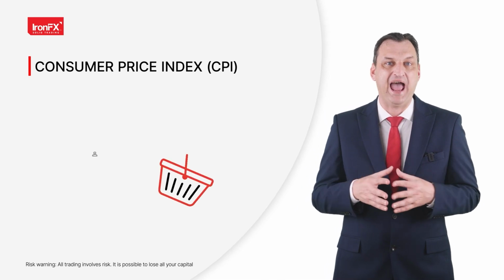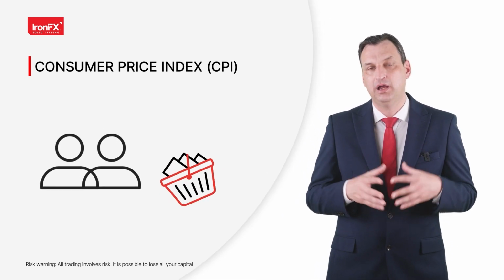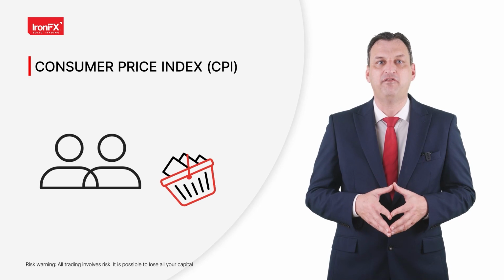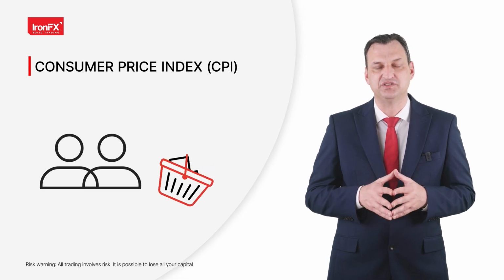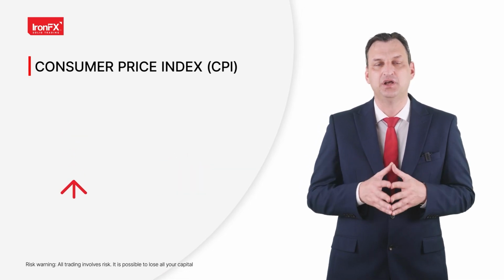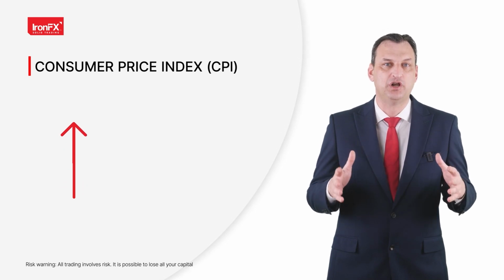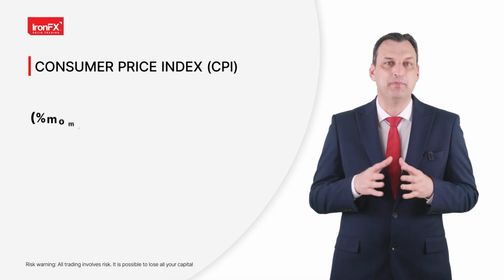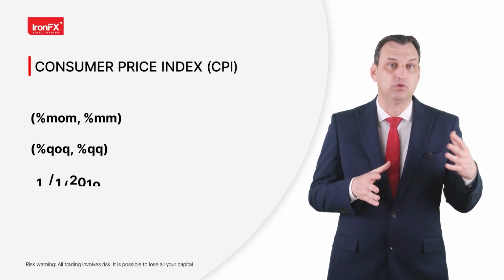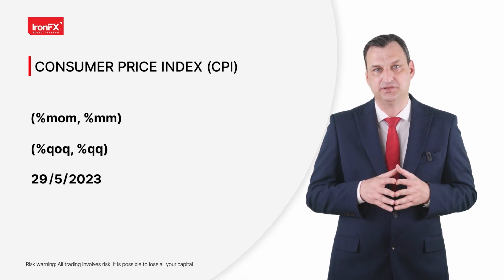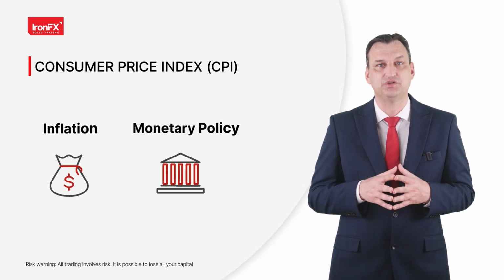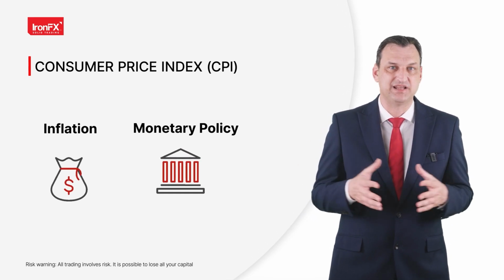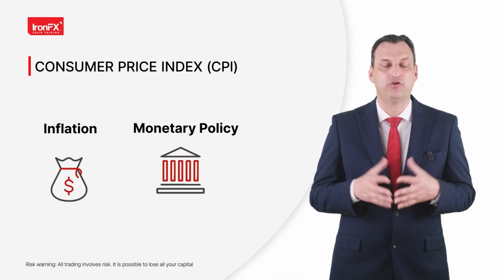It's a measure of the average change over time in the prices paid by consumers for a basket of consumer goods and services. The annual rate of change in the CPI is usually referred to as the inflation rate. The rate is measured on a month-on-month basis, on a quarter-on-quarter, and on a year-on-year basis. We have already discussed the importance of inflation in the previous lesson and the implication it has for monetary policy.